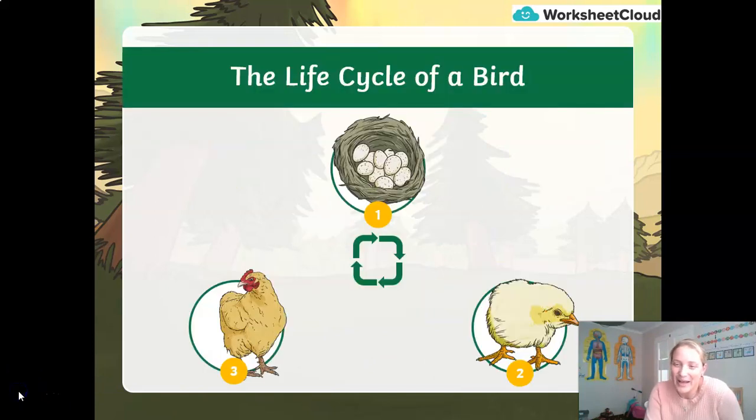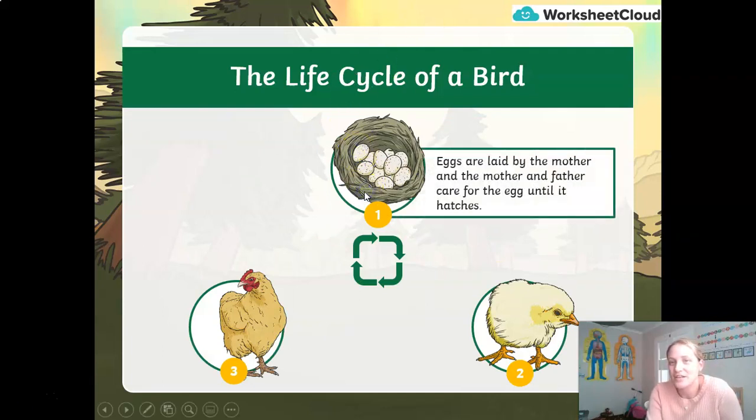Now, our final animal for today is going to be the bird. So the bird comes in 3 stages. So the first stage are the eggs. The eggs are laid by the mother, and the mother and father care for the eggs until they hatch.